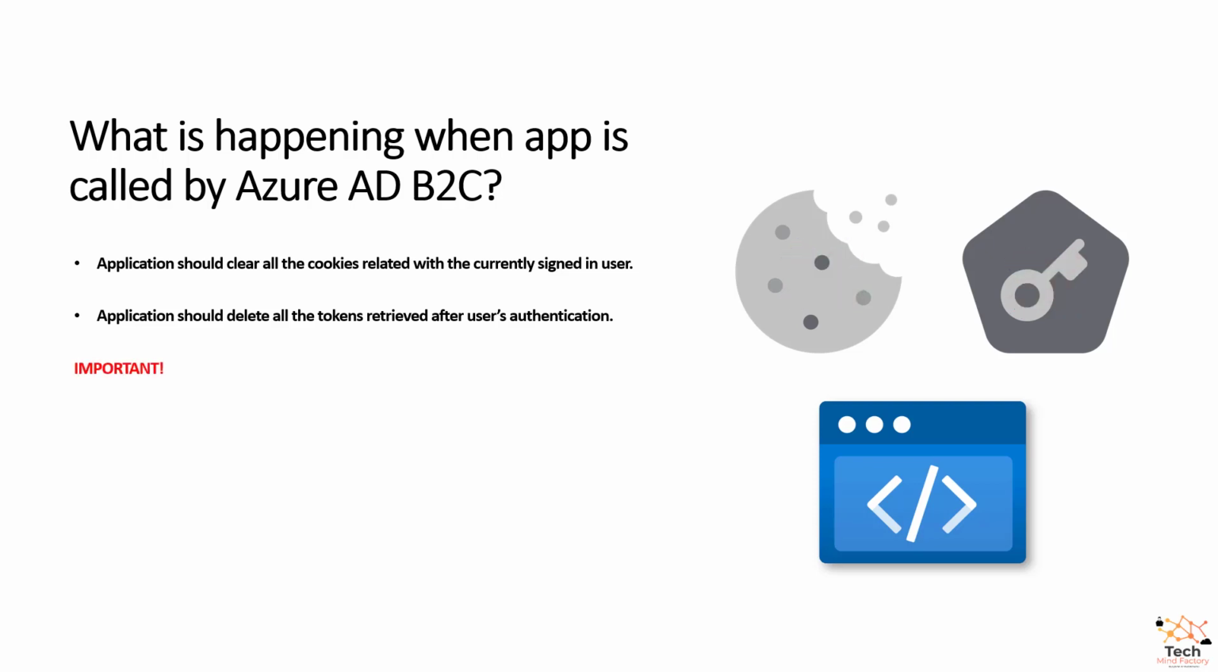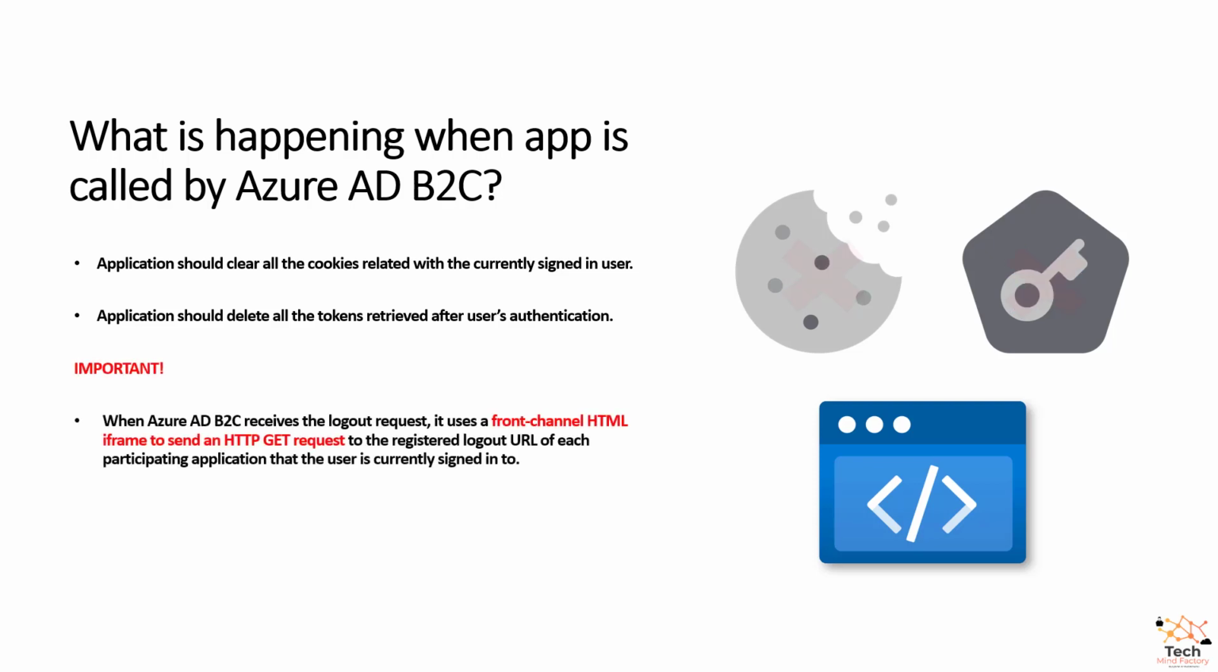Important facts here. This is really important. When Azure AD B2C receives the logout request, it uses a front channel HTML iframe to send an HTTP GET request to the requested logout URL of each participating application that the user is currently signed into. And that's very important because there are two ways basically in the OpenID Connect specification to handle logout. It can be front channel and back channel.